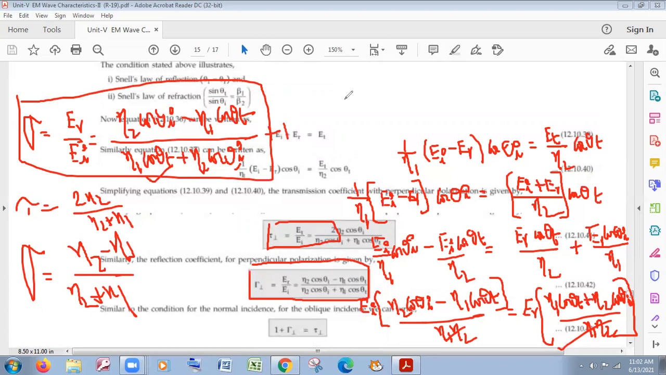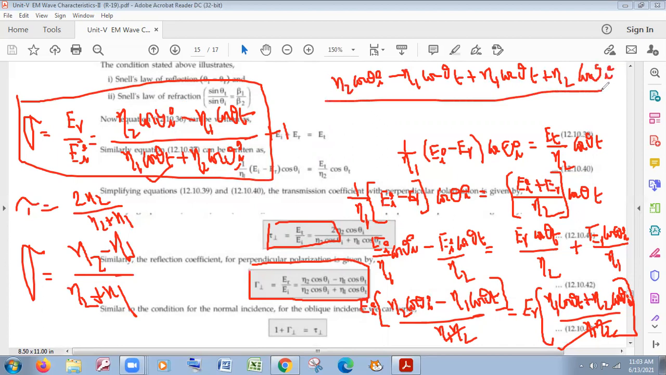Add 1, so cross multiply here: eta 2 cos theta I minus eta 1 cos theta t. I'm adding the 1, which means I take the LCM here: eta 1 cos theta t plus eta 2 cos theta I, whole divided by eta 2 cos theta I plus eta 1 cos theta t.